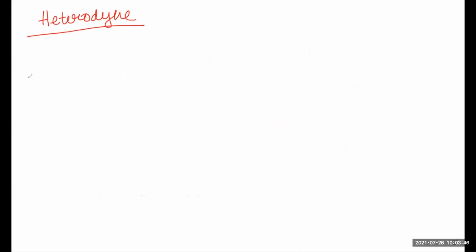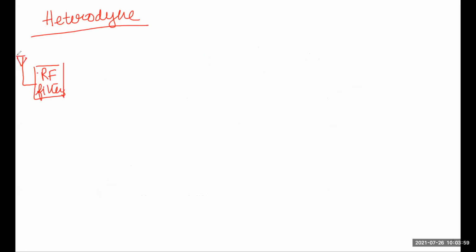First of all, in heterodyne, it comes RF filter. The symbol is somehow like this. Then it comes RF amplifier. Okay, then it comes a mixer like this. A mixer comes. Then it comes something IF amplifier and filter.